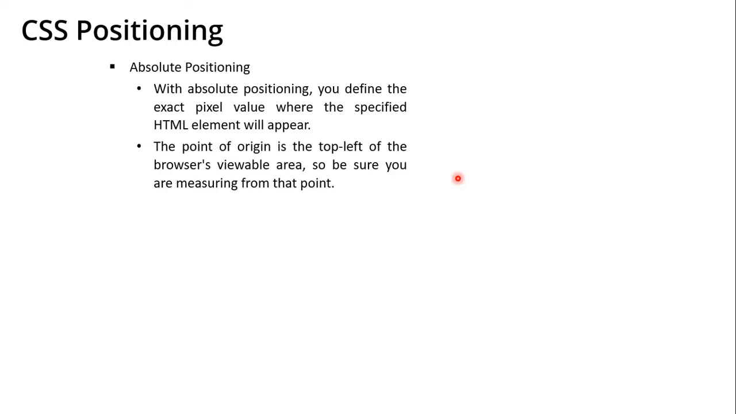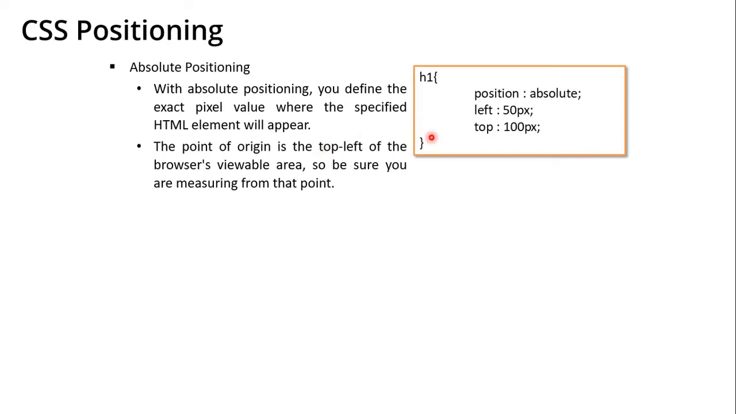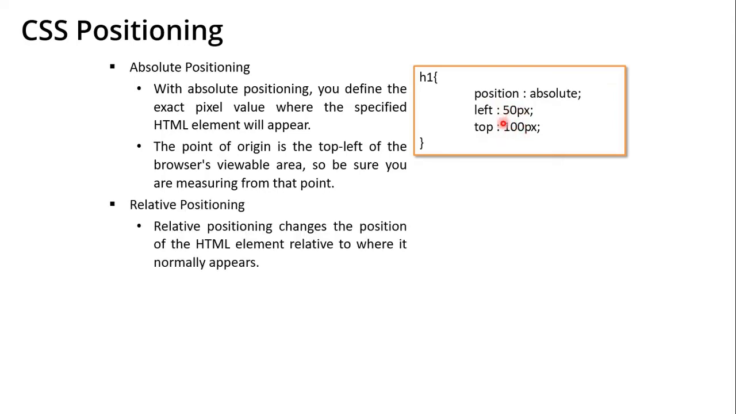CSS positioning. Absolute positioning: with absolute positioning you define the exact pixel value where the specified HTML element will appear. The point of origin is the top left of the browser's viewable area, so be sure you are measuring from that point. In absolute positioning we have left and top, so we have to provide the pixels.